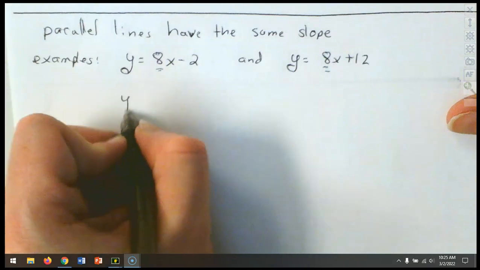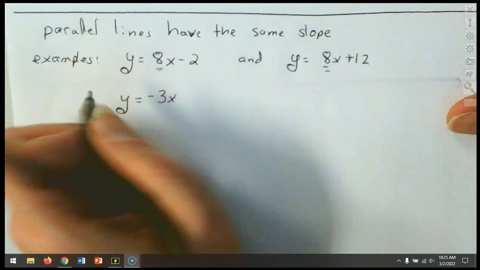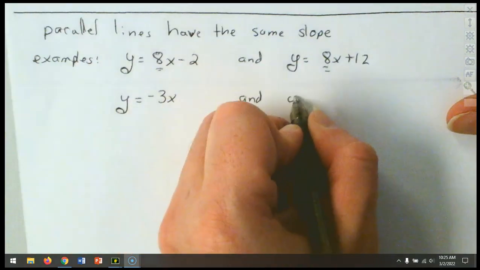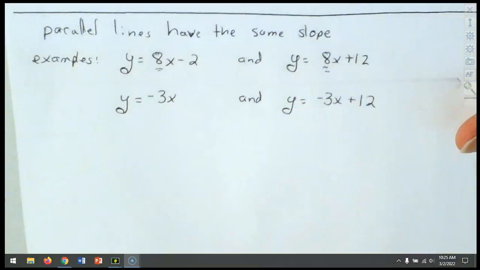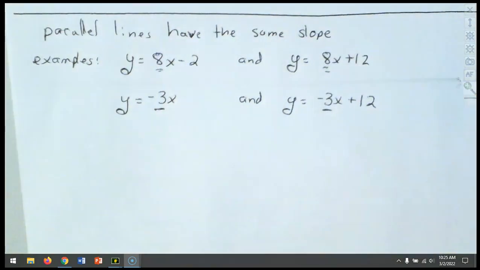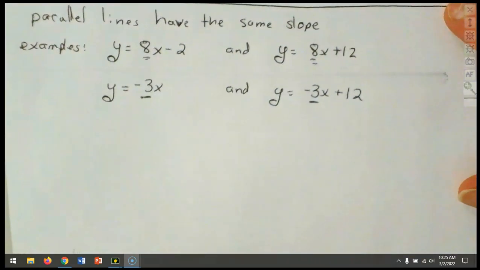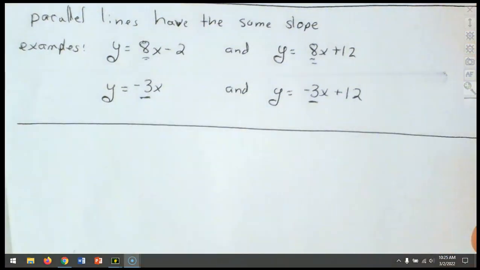Another example, y equals minus 3x and y equals minus 3x plus 12. Again, parallel lines. Why? Because they have the same slope. So if your lines have the same slope, your equations, that means they are parallel. Parallel means the same. The other option is perpendicular.